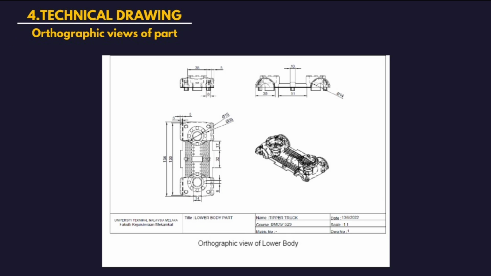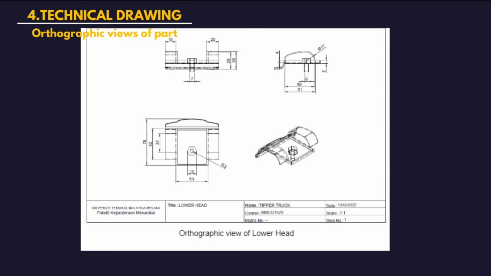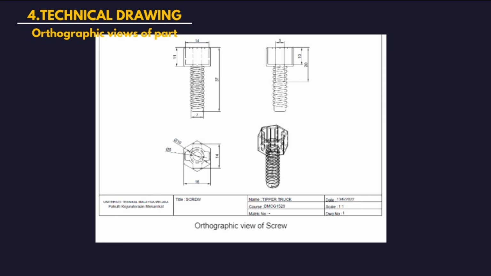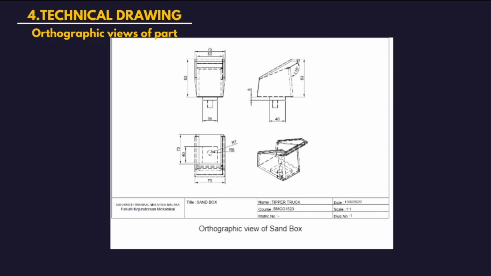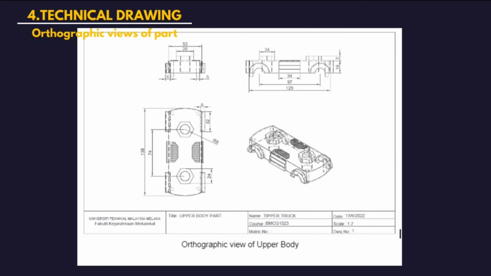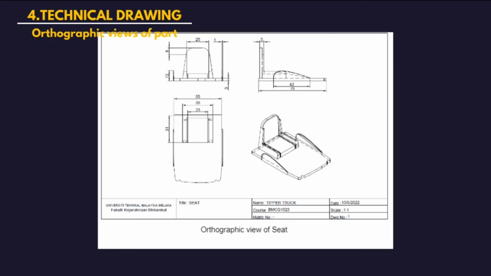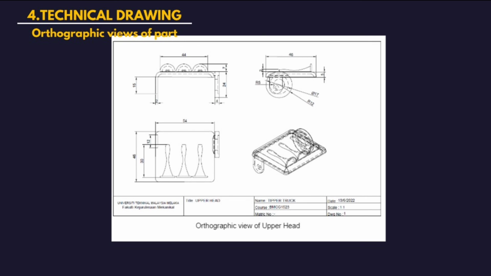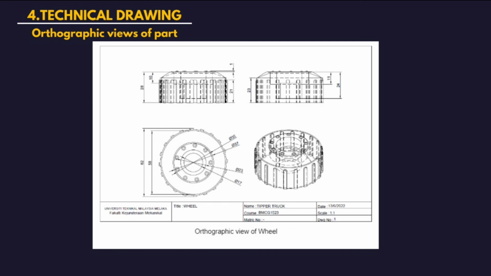For the technical drawing, we made an orthographic view of the parts. This is the orthographic view of the lower body. This is the orthographic view of the lower head, main head, screw, sandbox, upper body, seat, wheel connector, upper head, and wheel.